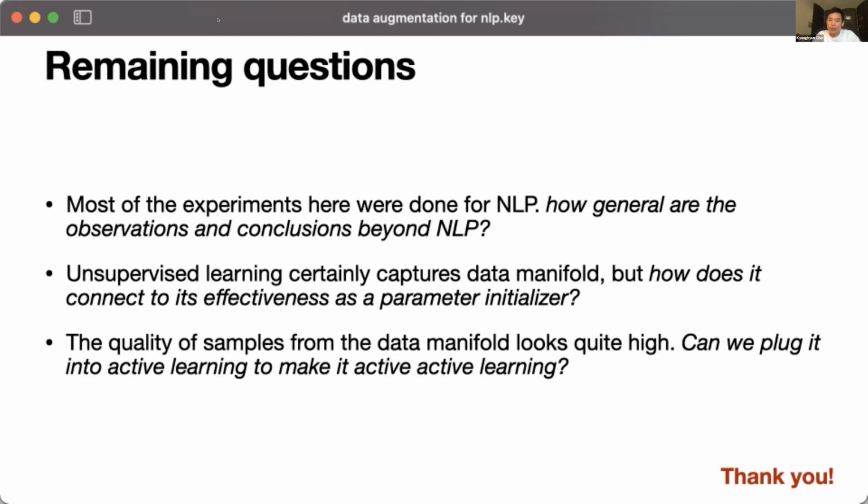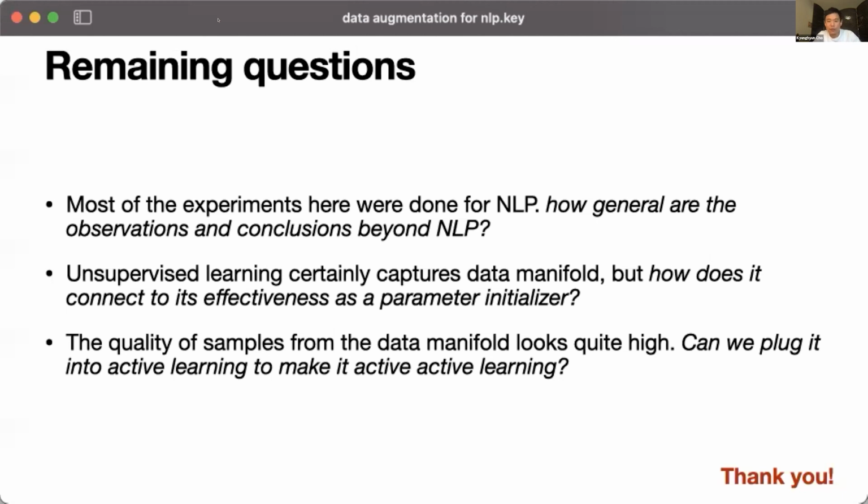And the second question that I think is important is that unsupervised learning does capture the data manifold, as we have seen, but how does it connect to its effectiveness as a prior initializer? Very difficult question, but there has to be some connection between the initialization or the effective pre-training method for fine-tuning and the training to generate all those examples or characterizing the data manifold. But this relationship is not easy to characterize yet. We need to do so in the future.